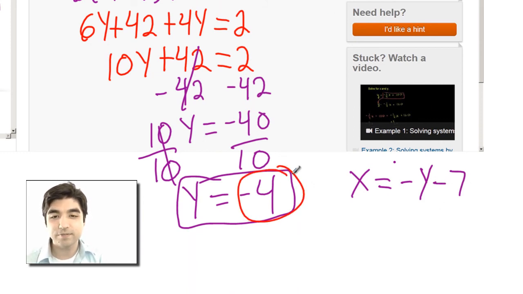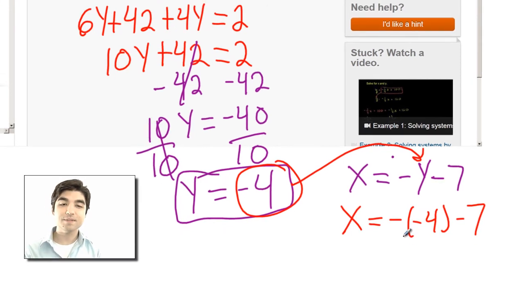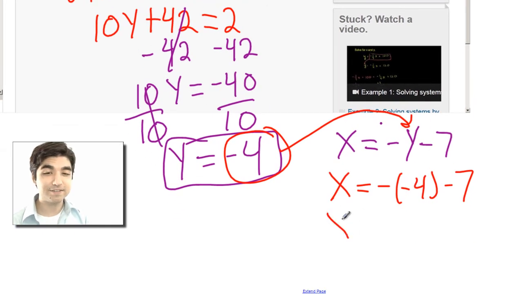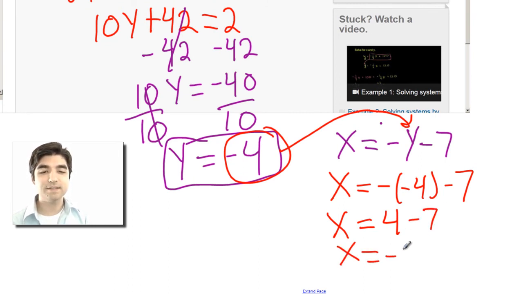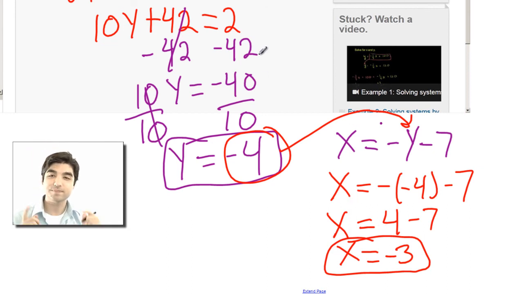Then we take this negative 4 and plug it in for the y. So we have x equals negative negative 4 minus 7. A negative and a negative equals a positive, so 4 minus 7, so x equals negative 3. Got it! So x equals negative 3, y equals negative 4. And that is solving using the substitution method.